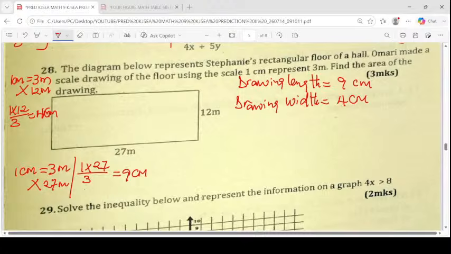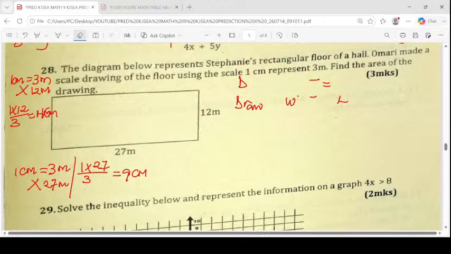So after getting the drawing length and the drawing width, we can, but come on. Let me see. The diagram below represents Stephanie's rectangular hole. These are drawing measurements, by the way. I want us to be very, very keen. Find the area of the drawing. They just want the area of this drawing. These are wrong conversions. They just want the area of these drawings.